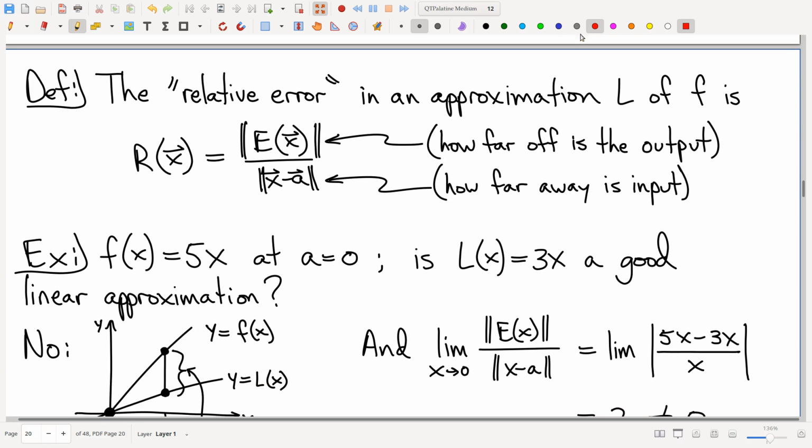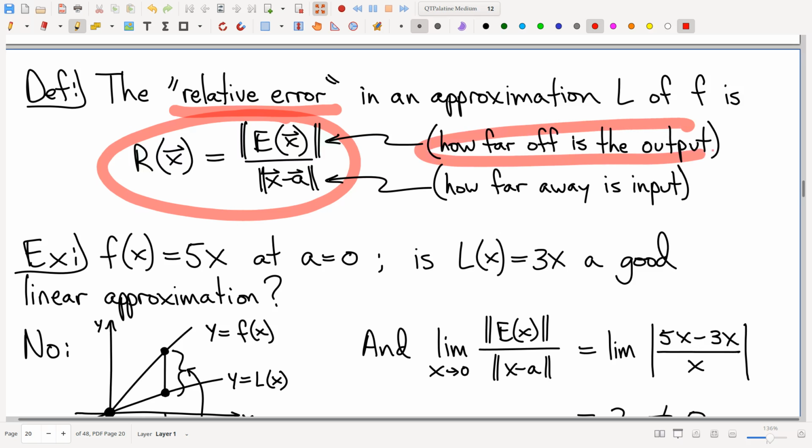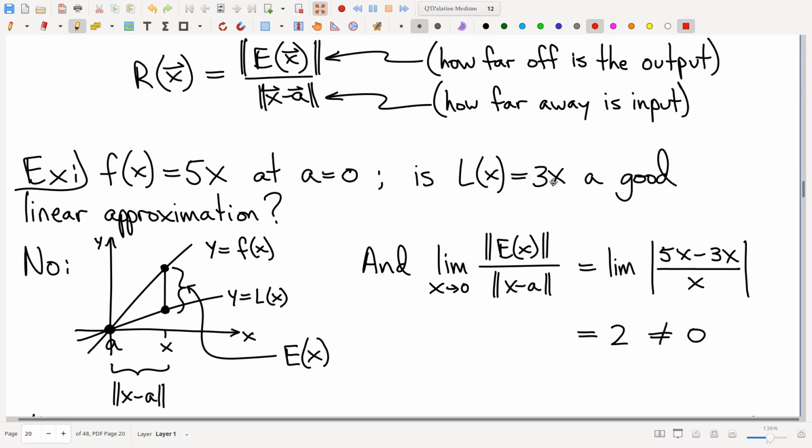So we're going to define this different related thing I'm going to call relative error. And it's defined by this formula right here. You can see error is part of the formula for relative error, but we've got a denominator. So it's not just how far off are the output values. It's that divided by how far away are the input values. And this ends up making a great difference. So error is nonsense, but relative error does the job.